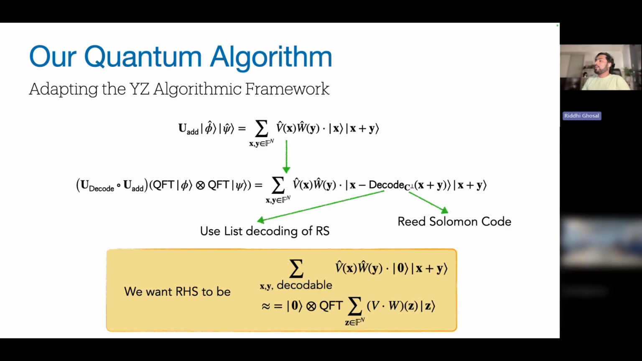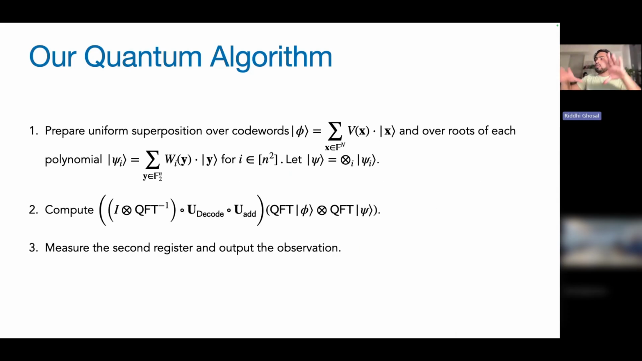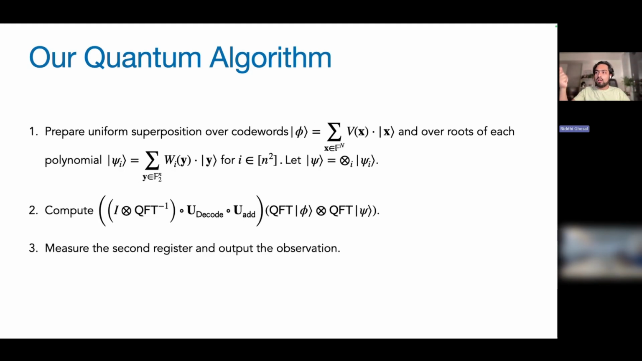So basically the question now is about the distribution of this y, right? Before that, let's consolidate the algorithm. Take a uniform superposition over the code words that I began with, and take a uniform superposition over the polynomials. These are your two states phi and psi. Then do the QFT on both of them and take the tensor. That's the rightmost part of step two. Take the tensor, do the unitary addition, do the decoding that I said, and then just invert the QFT. Then you just measure the second register, and that will give you the desired result. This is essentially what the algorithm is.